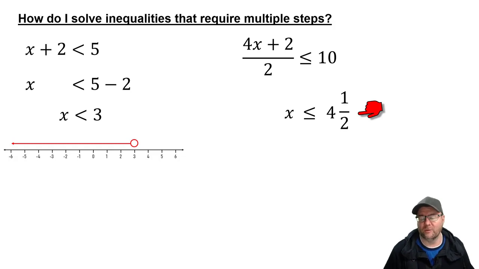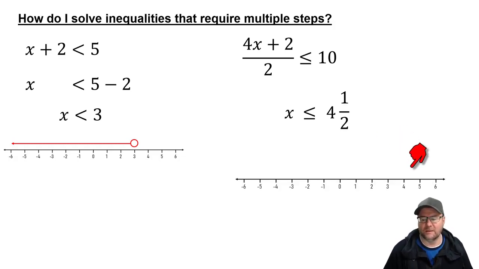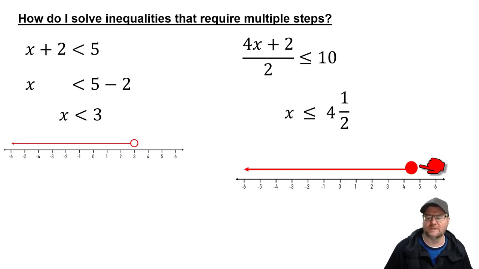Now I've got just a simple inequality that I can put on my number line. I've got to show everywhere that x is less than or equal to 4.5. So here's my number line. Here's the point 4.5. Now they don't have to be whole numbers. 4.5 is on the number line. It's halfway between 4 and 5. So am I going to put an open circle or a closed circle? Well, because I've got this less than or equal to sign, it's going to be a closed circle. Hopefully you remember that from our previous lesson. And it's pointing to the left, so all the numbers to the left of that are included in my set.